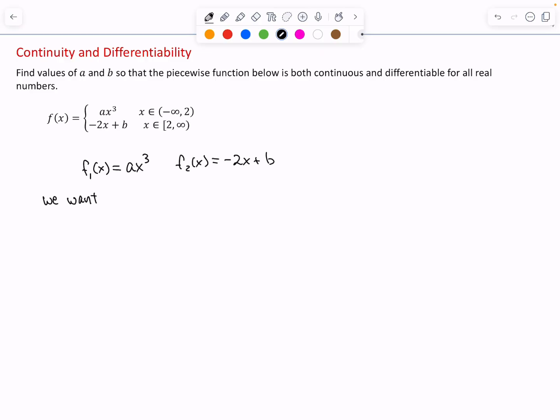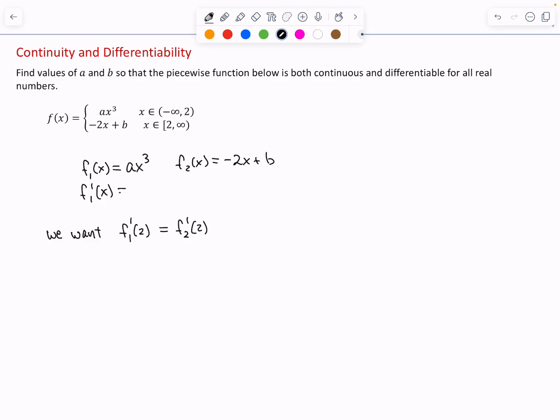Now what we want to be true is that if you find the derivative of the first piece and then you plug in 2, we will get the same thing as when you do the derivative of the second piece and also plug in 2. This will ensure that the slopes of the tangent lines match at x equals 2, creating a smooth transition from one function to the next, not a sharp corner. So let's find what these derivatives are.